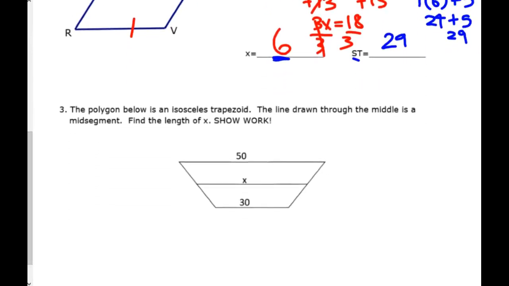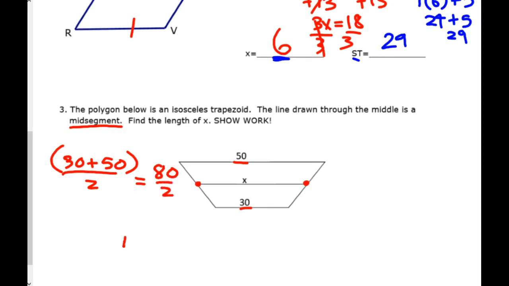Alright, down here, isosceles trapezoid. If I connect two midpoints, I get what's called a mid-segment. And we learned, to find the mid-segment, you add up the two bases and divide by 2. 30 plus 50 divided by 2, so you get 80 over 2, which is 40. You're basically averaging the two bases by adding them up and dividing by 2. That's how you do mid-segment.